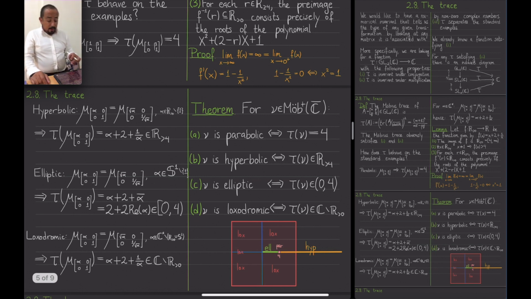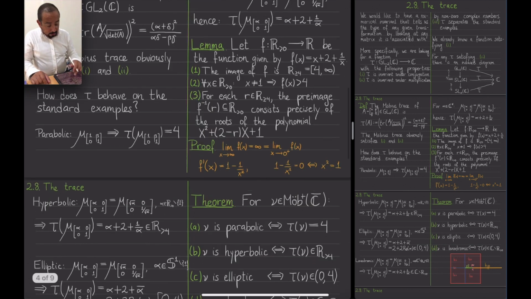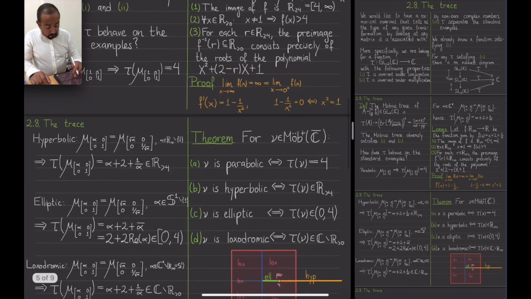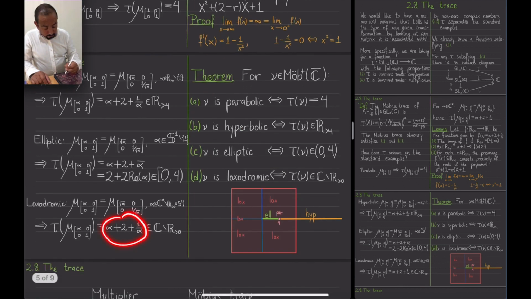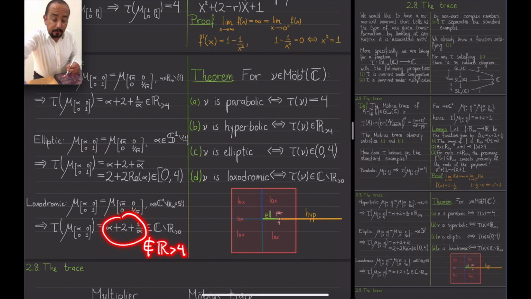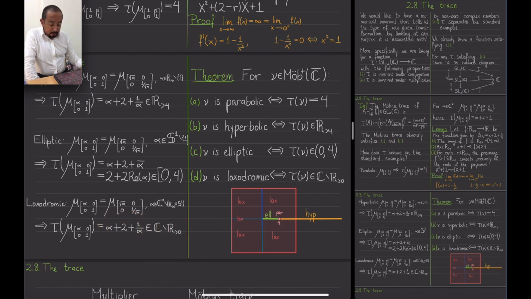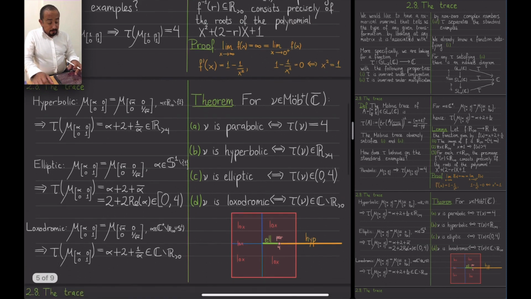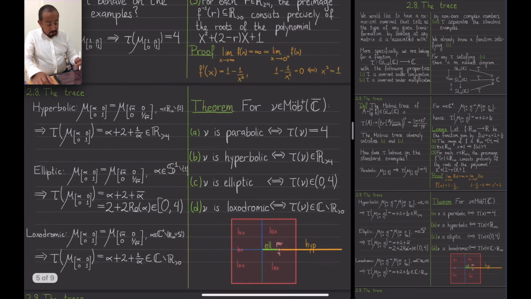So I can argue that at least this number is not in R greater than 4. And I leave it to you to complete the argument to see that one actually lands outside all the positive real numbers. Okay.